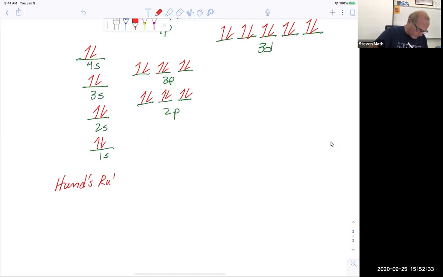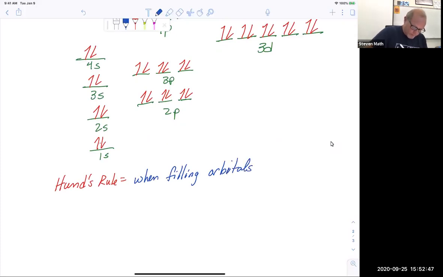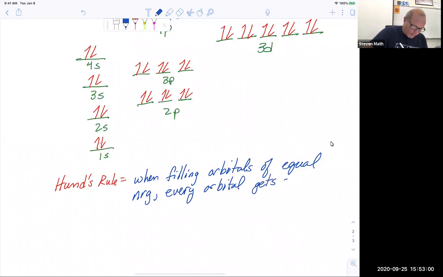Hund's rule basically states when filling orbitals of equal energy, every orbital gets 1 electron before a second electron.